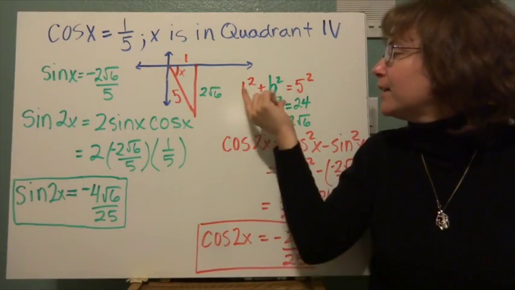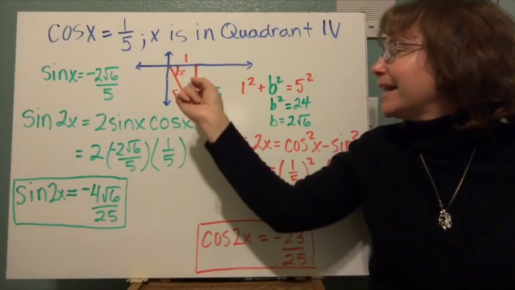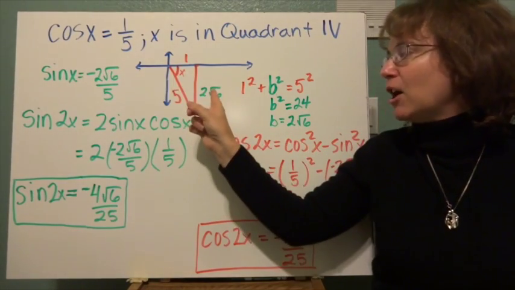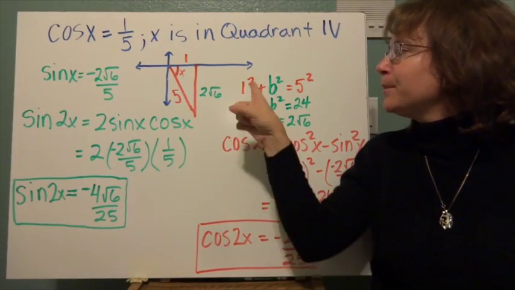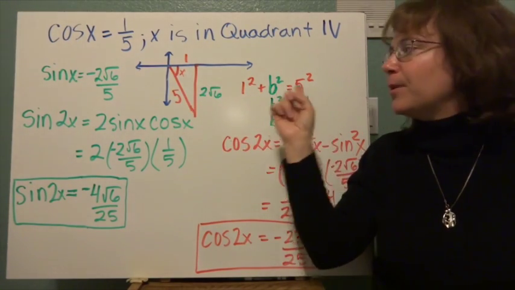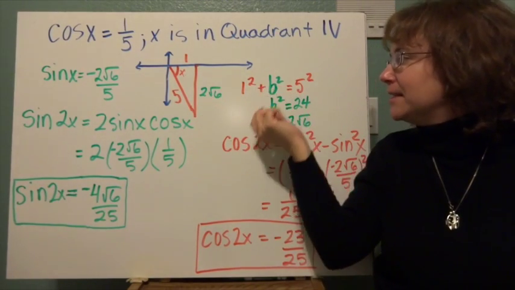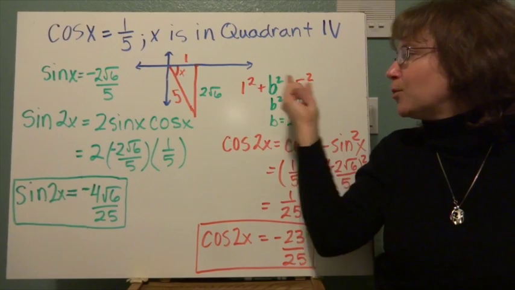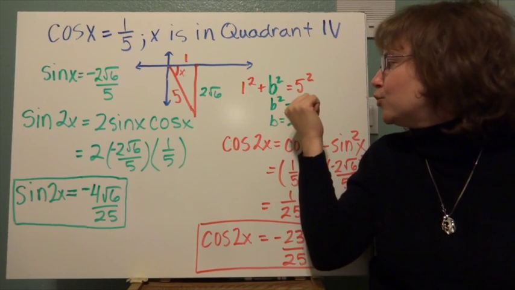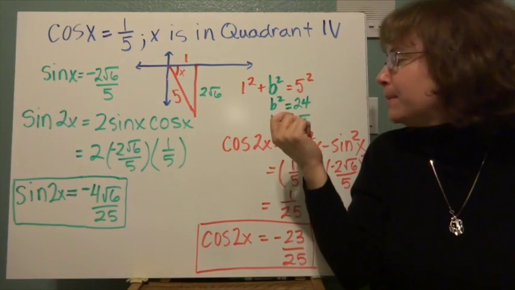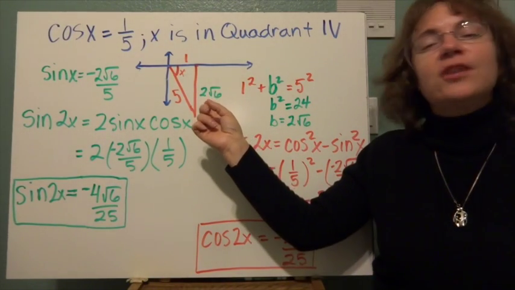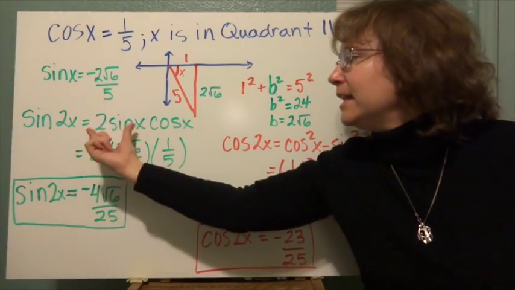And then I can use the Pythagorean theorem to solve for this side length. And the reason I want this side length is because I need to find the sine, and the sine is the opposite over the hypotenuse. So I have 1 squared plus b squared, I'm calling this side length b, equals 5 squared. And you can see I've already solved for it, but this is how I did that. This is 25, and this is 1. Subtract 1 from both sides, and I have b squared is equal to 24. So then solving for b, I take the square root of both sides. So b is equal to 2 square root of 6. So that's right here.